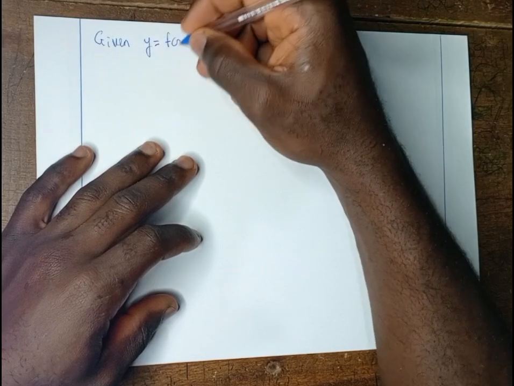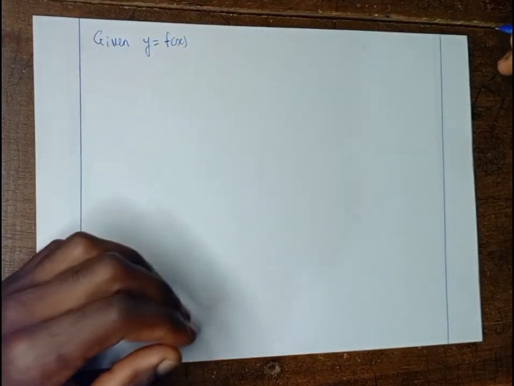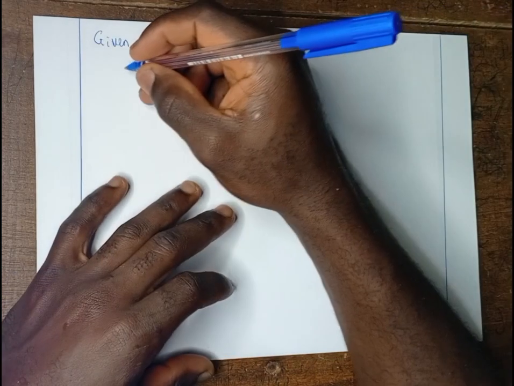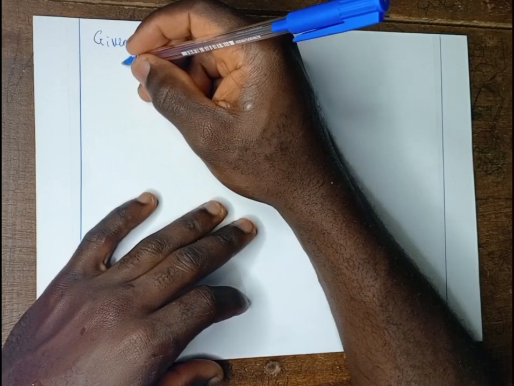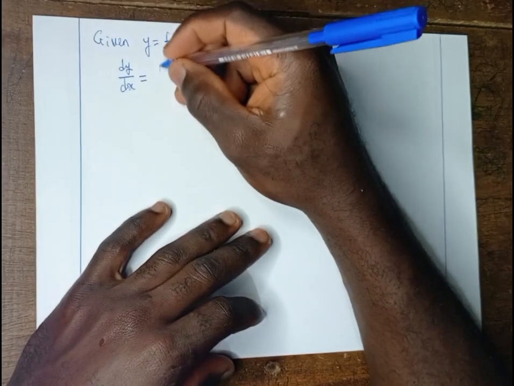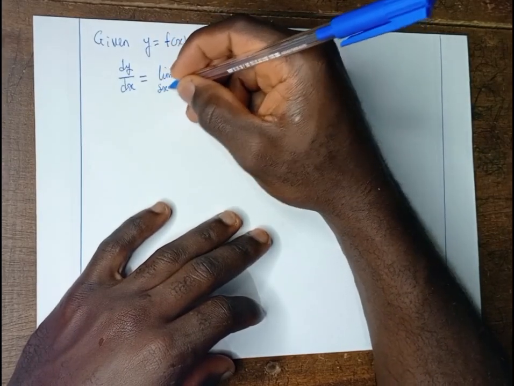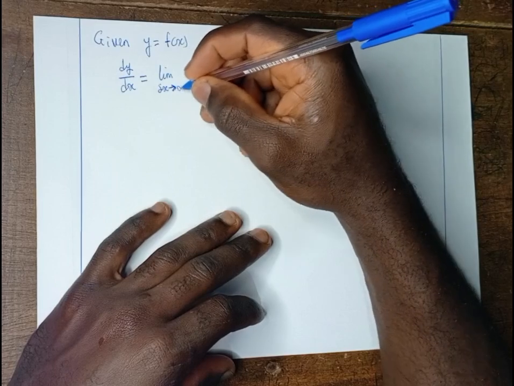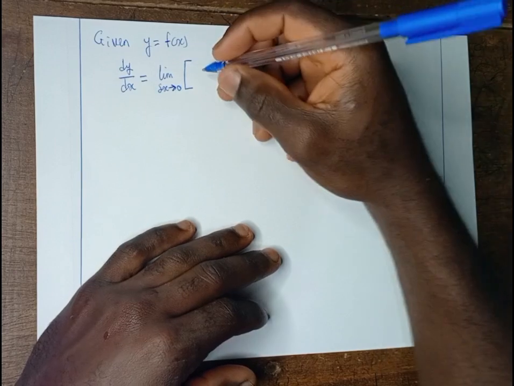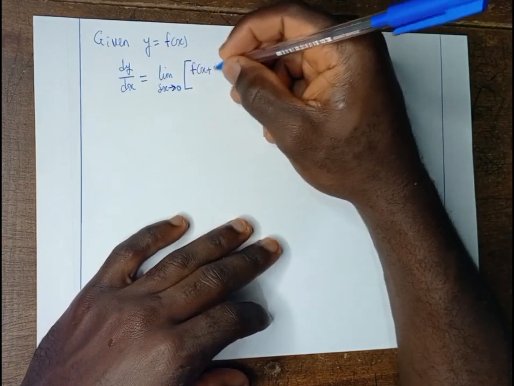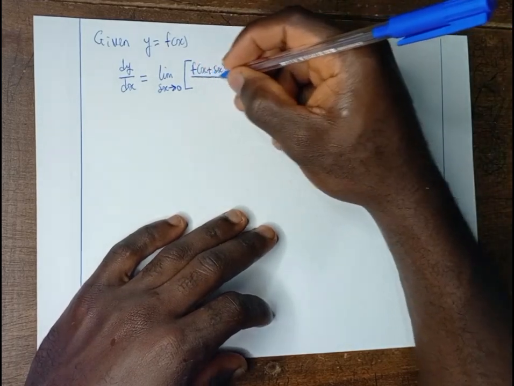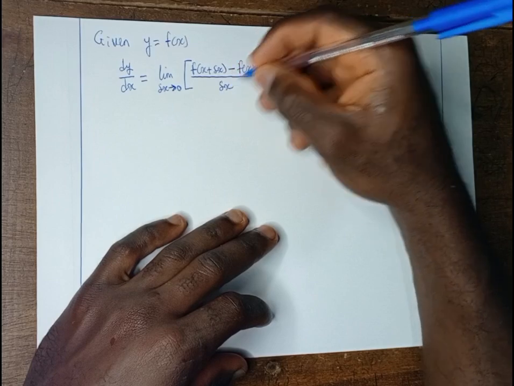Given y equal to f of x, for us to differentiate the function f of x by first principle, we are going to make use of dy on the x is equal to the limit as delta x goes to 0. This delta x is a small increment on the x-axis of f of x plus delta x minus f of x all over delta x.